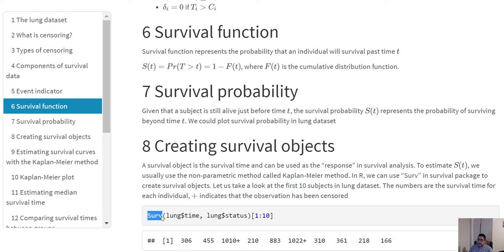By using the Surv function, we can see some numbers like this, where you can see 306 is the exact survival time versus this 1010 plus. That means that this person was last observed at that time, but beyond that time, what happened to that person we do not know. Whether he or she experienced the outcome or not, we do not know. But for those numbers without a plus, the person experienced the event at these times, and it could be in days, weeks, or hours.